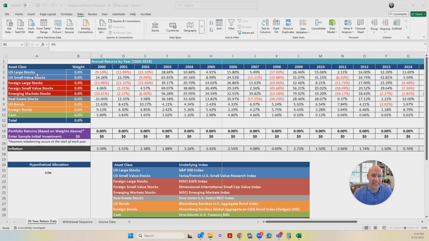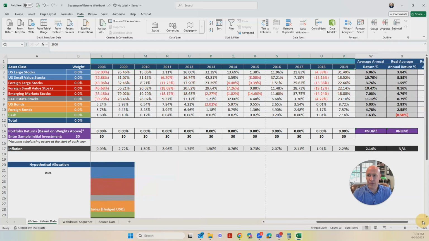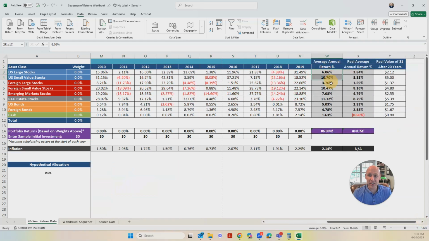These are various asset classes that might comprise a diversified allocation. So US large stocks, US small value stocks, foreign large stocks, foreign small value stocks, emerging market stocks, real estate stocks, US bonds, foreign bonds, and cash. And what we have along this column here is a 20-year period of returns from 2000 all the way to 2019. And then if we scroll a little further over, you can see the average annual returns for all of those asset classes. But inflation erodes some of those returns.